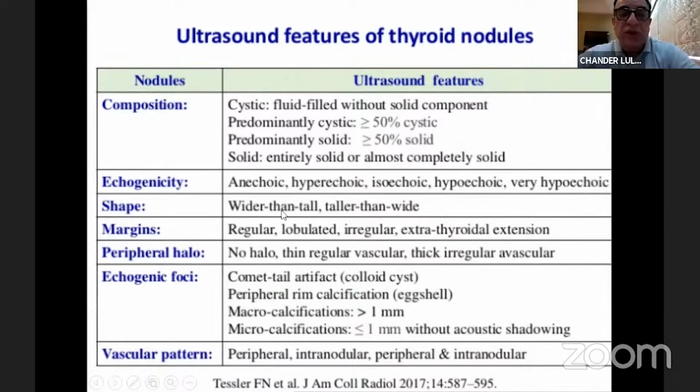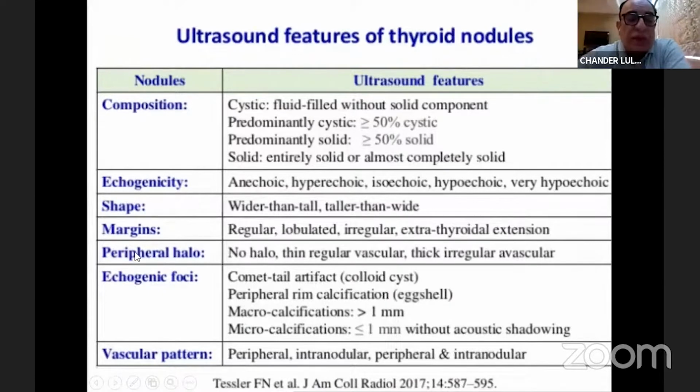Is it horizontally wider? Then we call it wider than taller. Or is it vertically wider? Then we call it taller than wider. And of course, taller than wider represents malignancy. Anything that's irregular represents malignancy. Anything that's invading and going beyond the thyroid represents malignancy.